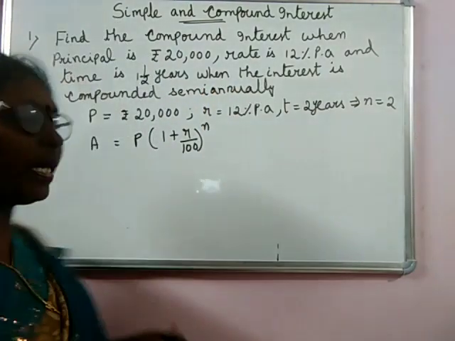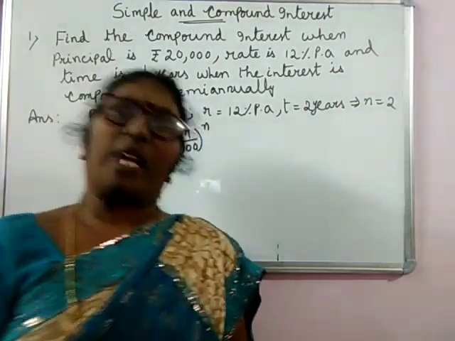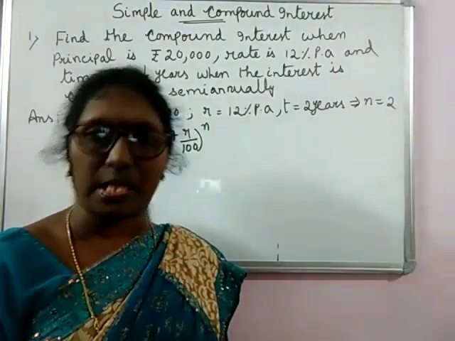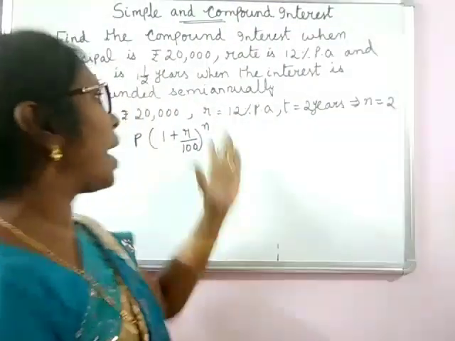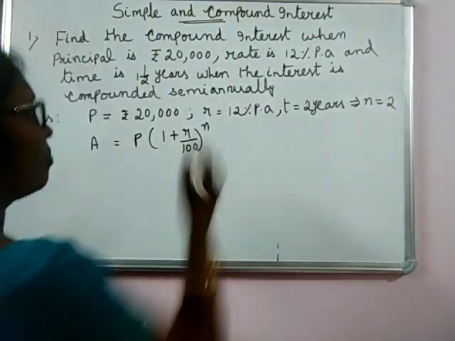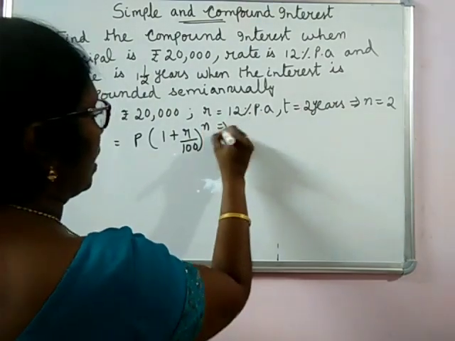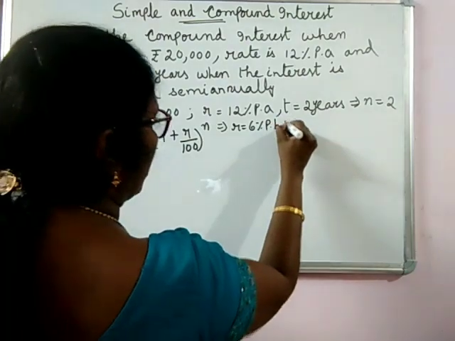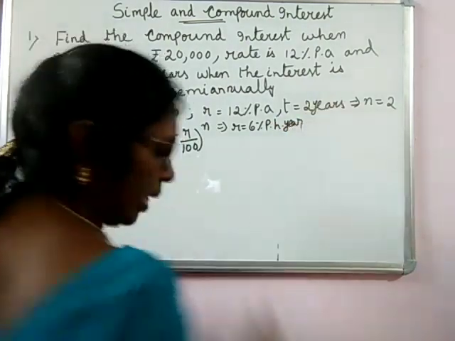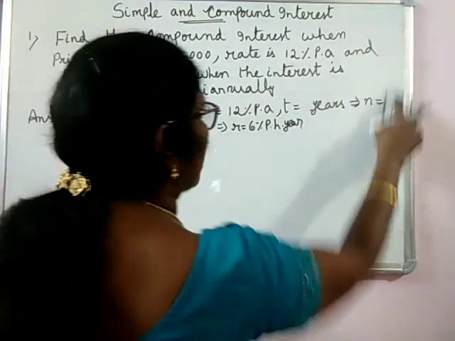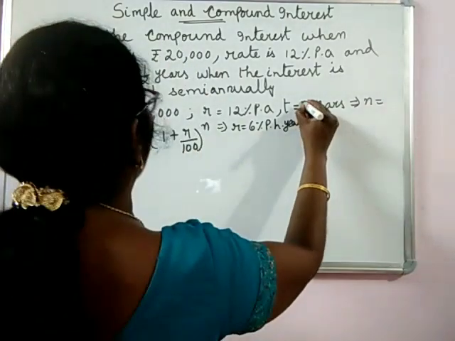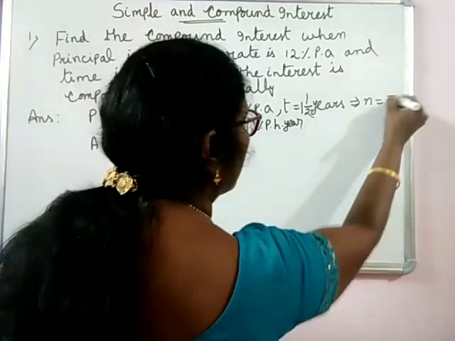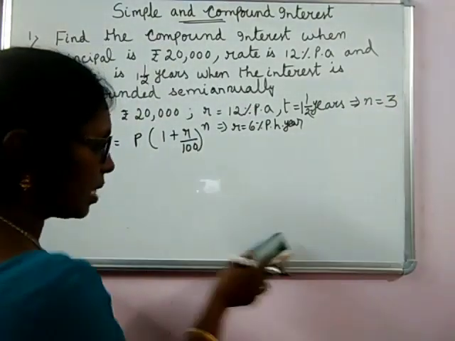Already you have learned that if the interest is compounded half yearly, time should be in half years. How many half years are there? And rate also should be per half year. R is 12% per annum. That means R is 6% per half year. And here time is 1 and 1/2 years given. How many half years are there in 1 and 1/2 years? 3 half years. Yes or no?